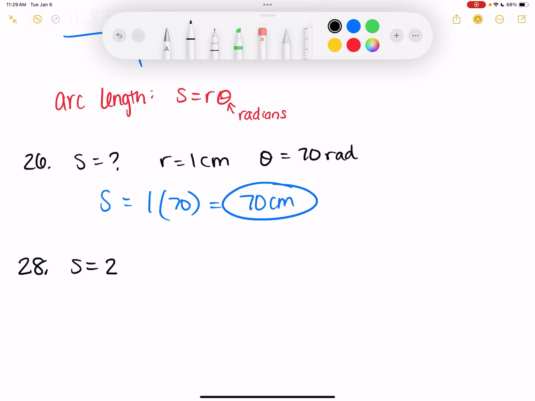S is equal to 2.5 centimeters. R is unknown. And theta is pi over 3. So if I have 2.5 equals R times pi over 3.